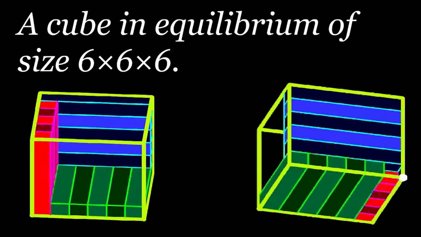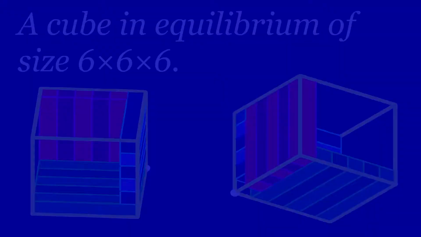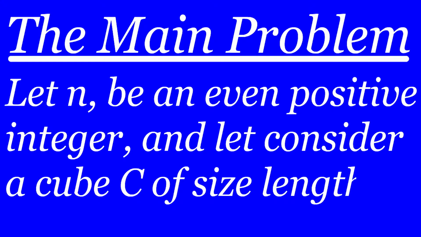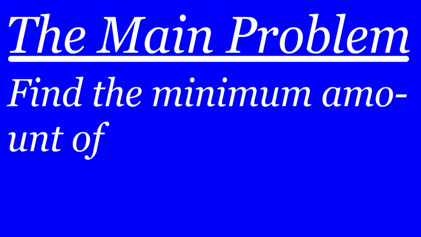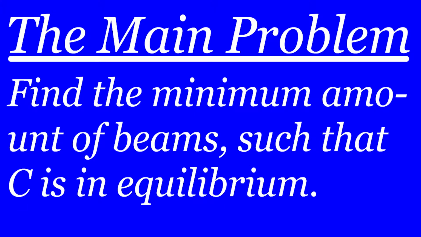This brings us to the main question in this challenge. The main problem. Let n be an even positive integer, and let us consider a cube C of side length n. Find the minimum amount of beams which C needs to contain in order to be in equilibrium.